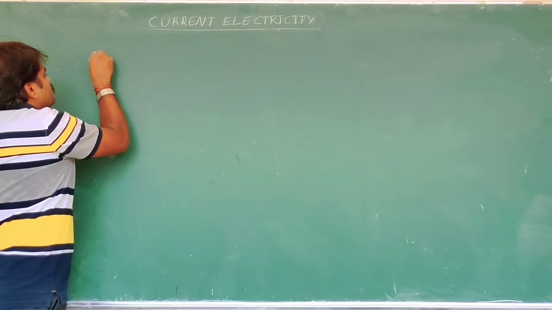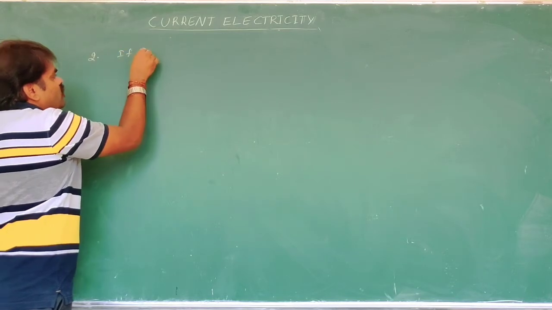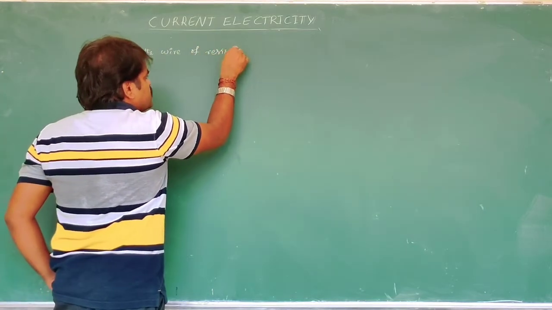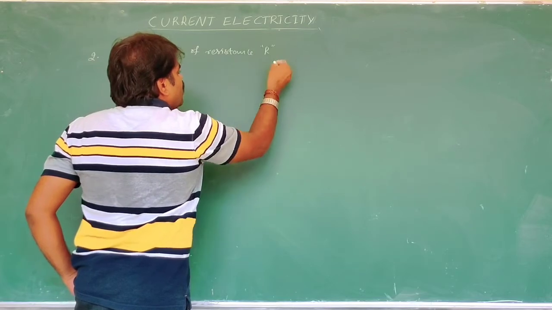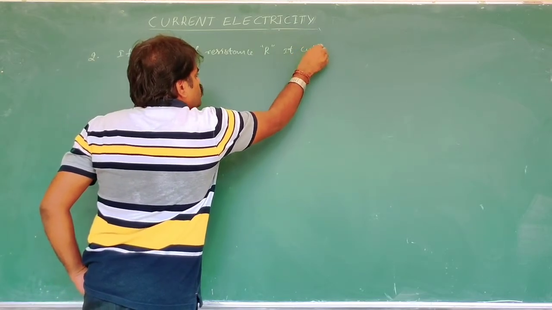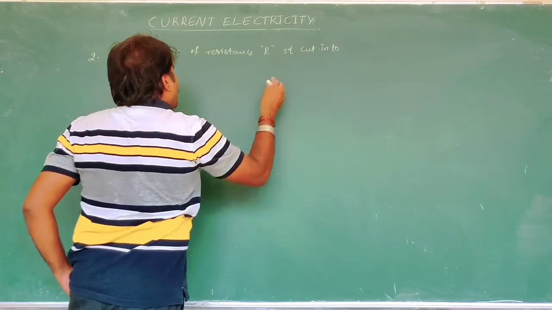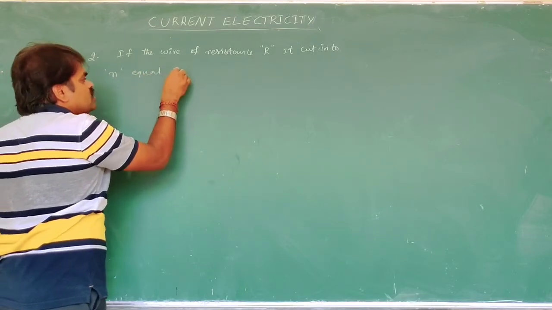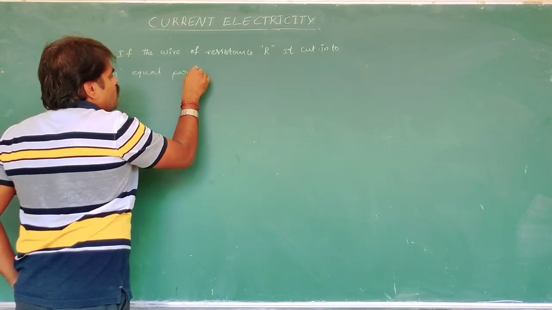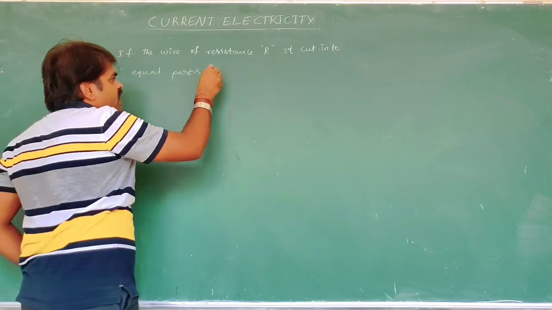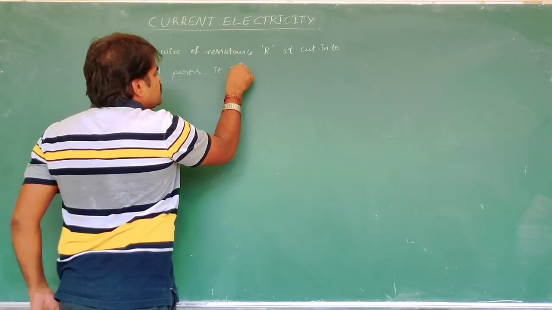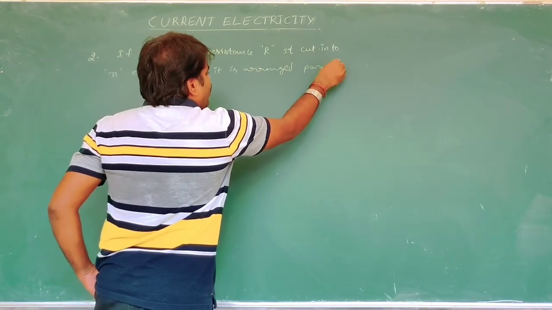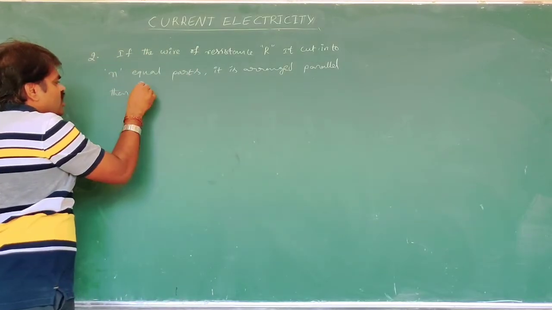Now the second application. If a wire of resistance R is cut into n equal parts and these are arranged in parallel, then the equivalent resistance is to be found.